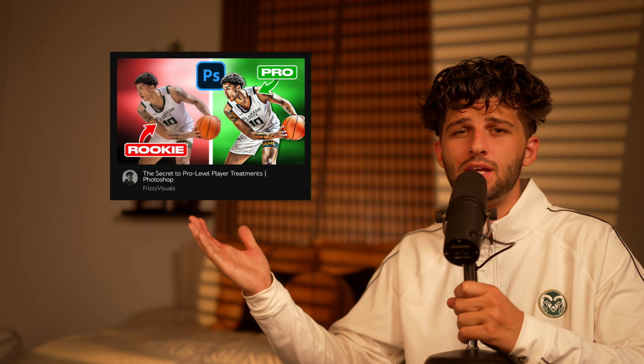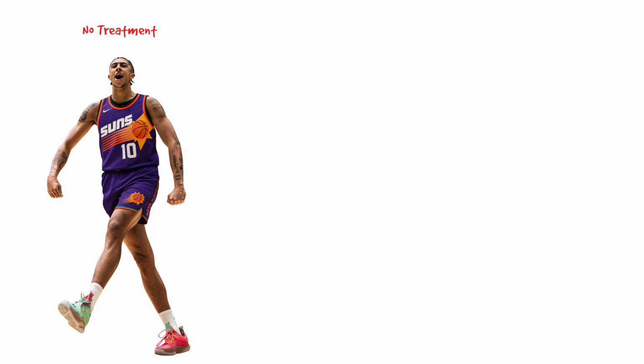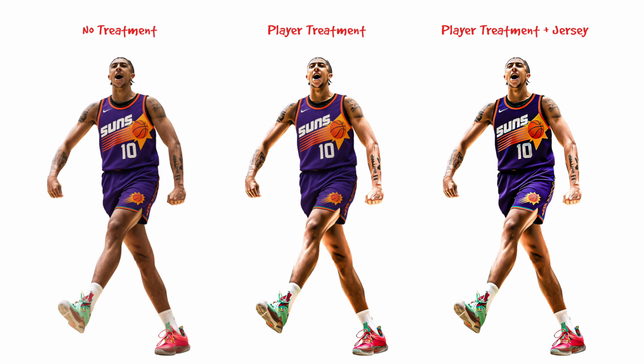I use a player treatment on every sports graphic I make, and I break it all down here in this video. Link in the top of the description. But for swaps, always make sure to apply your treatment to the full image, not in pieces. One of the biggest mistakes is treating the player first, then dropping a naked jersey on top. That completely kills the realism, and it ends up looking like a jersey was just pasted on top.